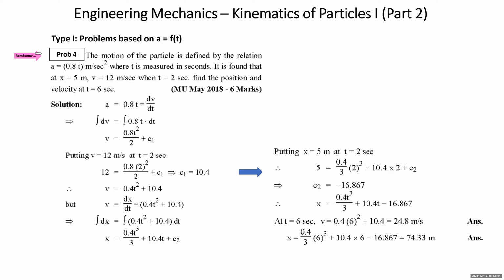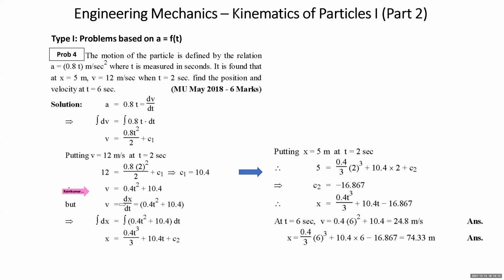Okay. Now we come here. Acceleration is 0.80 t. Acceleration is a function of time. We have to necessarily write it equal to dv by dt. Separate terms, integrating both sides. If you integrate, you get velocity is 0.80 t square by 2 plus c1. Boundary condition: v is 12 meter per second at t is equal to 2. Substitute into that, you get c1 as 10.4. Substitute it into c1 over here, you get velocity as 0.4 t square plus 10.4.